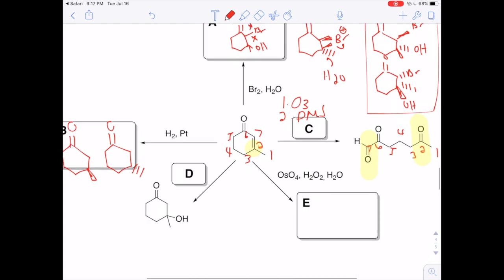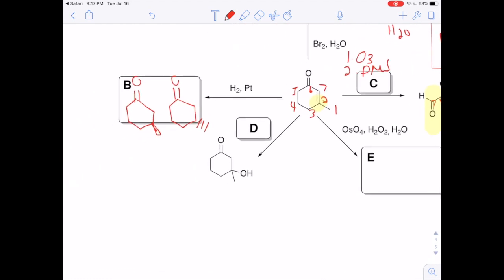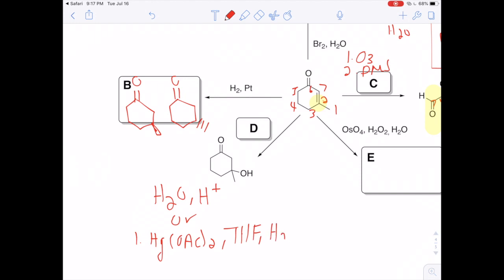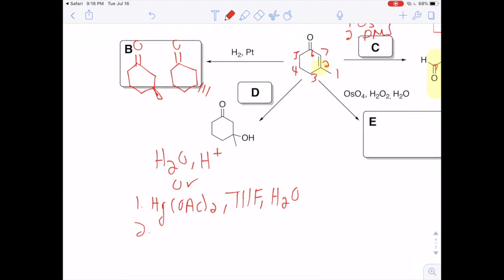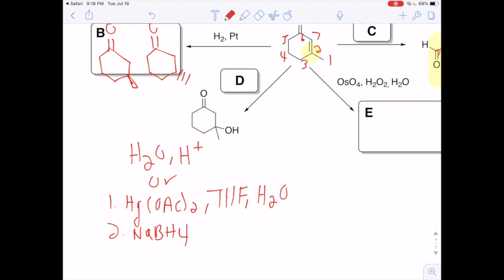So there's actually 2 answers for D. So you could have said H2O and some sort of acid catalyst, that's acid-catalyzed hydration, or you could have said oxymercuration. And in step 2, remember, it's just sodium borohydride. Okay. So you can use either one of those answers to get to that product.